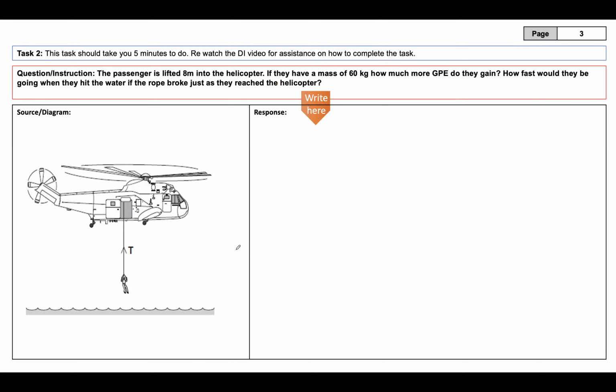For the next one, you have a passenger that's lifted up a height of 8 meters. They've got a mass of 60 kilograms. You work out their gravitational potential energy. Unfortunately, as they get to this point, the rope breaks and they start to fall back down. So as they fall, all of the potential energy that you've calculated is going to get converted into kinetic energy, and then you would do v equals square root of kinetic energy over 0.5 times the mass to work out the speed just as they hit the water.